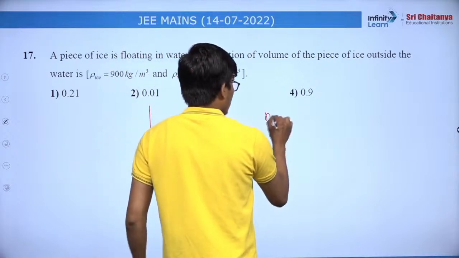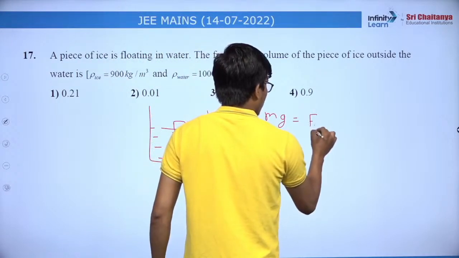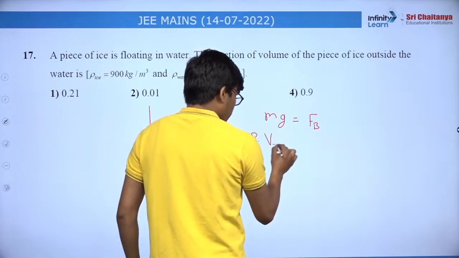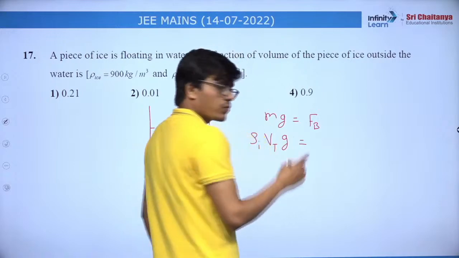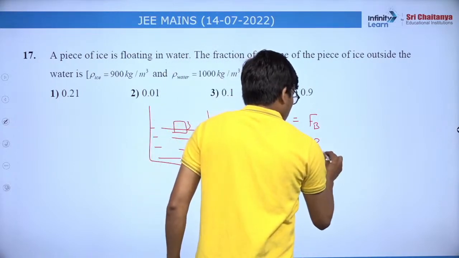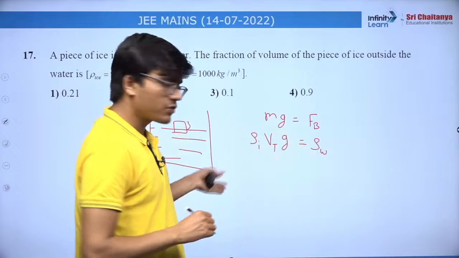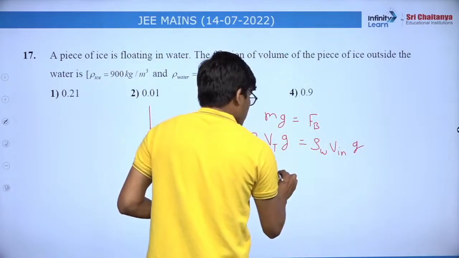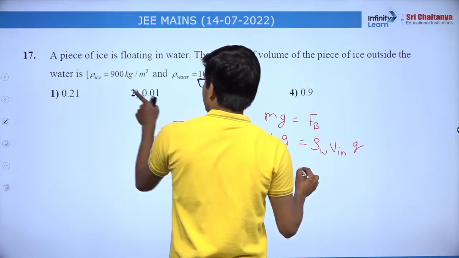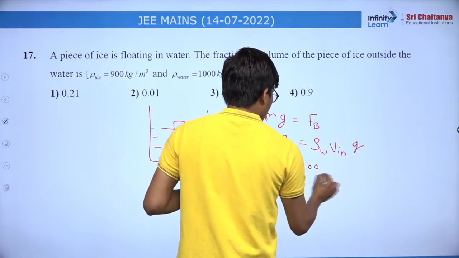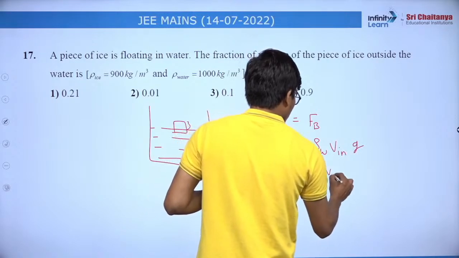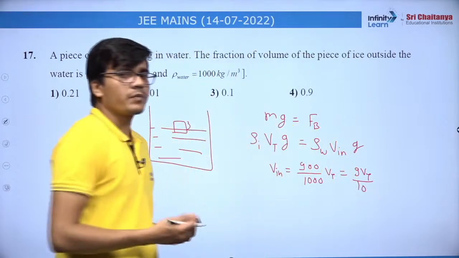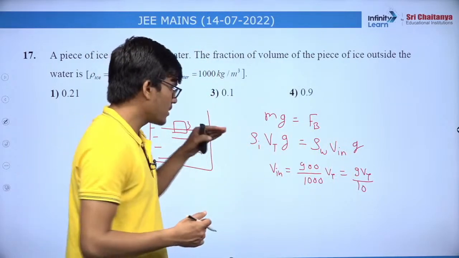If it is floating, its weight should be balanced by the buoyant force. Weight, rho of ice times total volume times g, is equal to the buoyant force: density of the liquid in which it is floating, times volume inside, times g. The density of ice is given as 900 and water is 1000, so V inside will be 9 Vt by 10. So the 9/10 part of the total volume is inside.